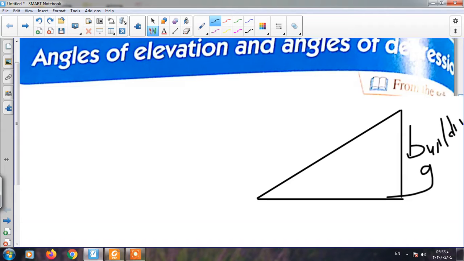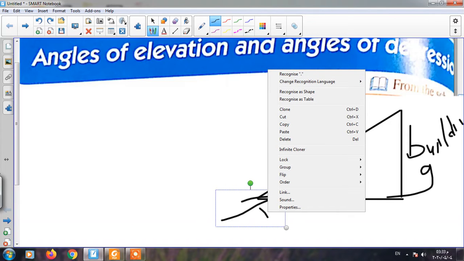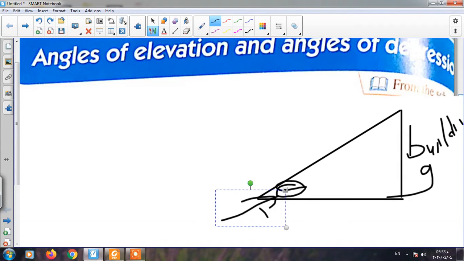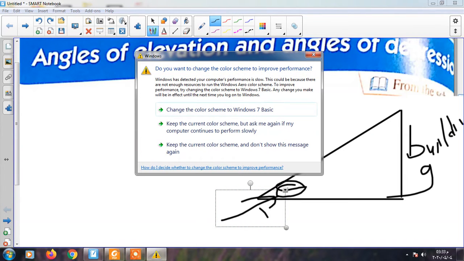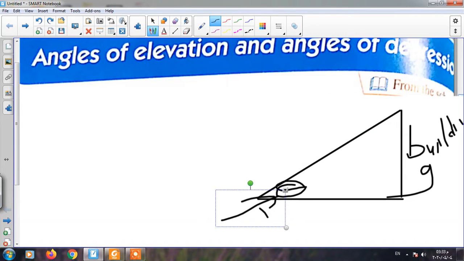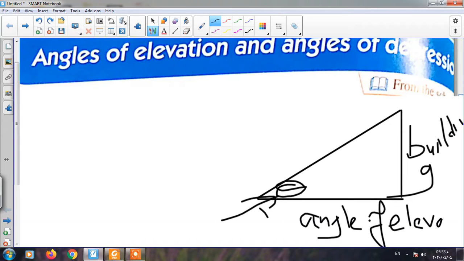Now you have an angle here, which is called theta. Theta here is the angle of elevation, the angle which we look up, and we measure it with the horizontal. Angle of elevation means the angle with the horizontal. And sometimes you are upstairs and start to look from up. So this is angle of elevation.